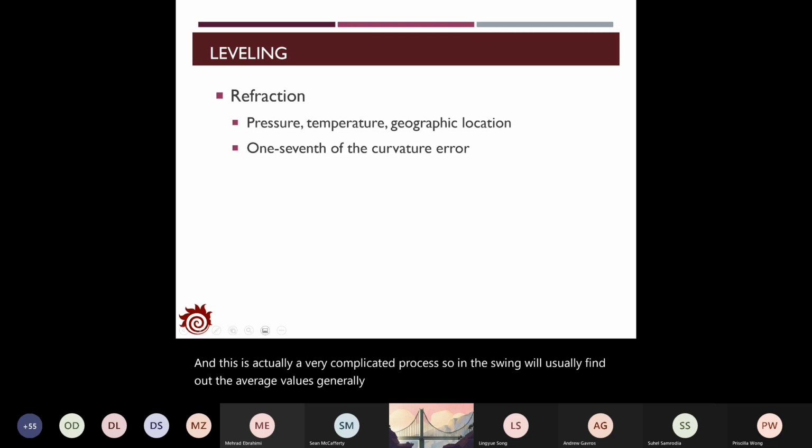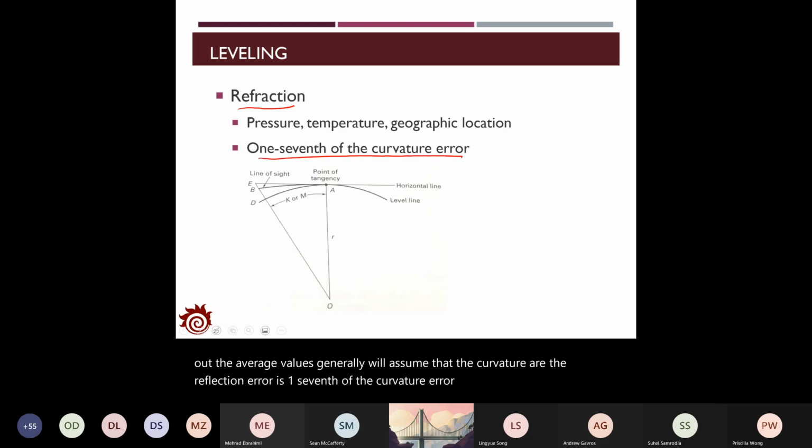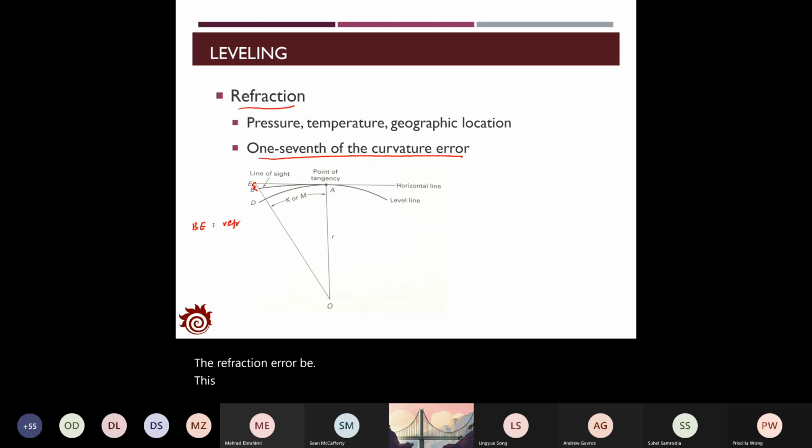Generally, we assume that the refraction error is 1/7 of the curvature error. So that means that the refraction error BE, this is the refraction error, usually equals 1/7 of DE, which is 1/7 of C. D is just the C.